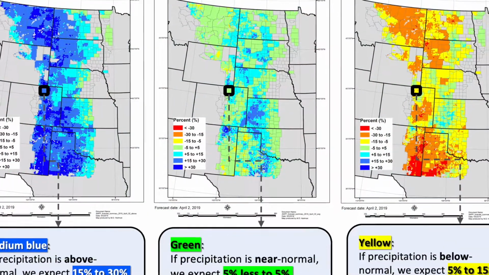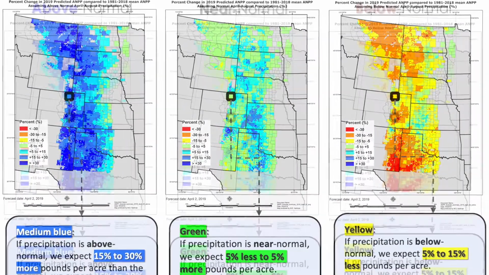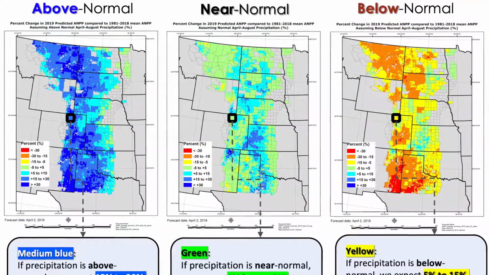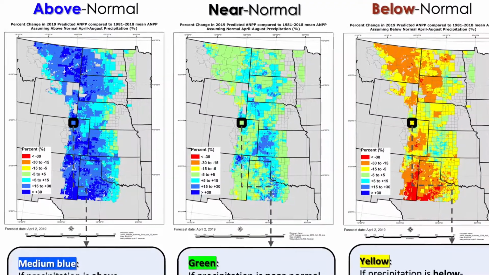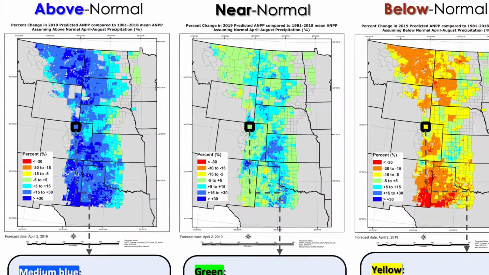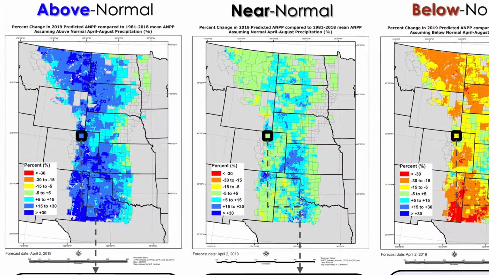Let's walk through an example using maps that were made on April 2, 2019. We want to find the possible scenarios for a grassland area in northeast Colorado, which happens to be where the Northern Plains Climate Hub calls home. This area is outlined in black on all three maps.